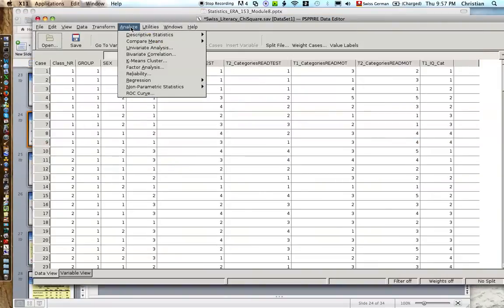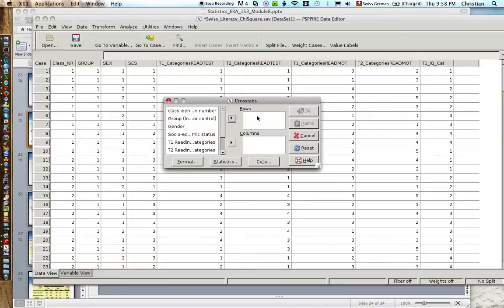And contrary to your intuition, probably, the chi-square for independence is not in the non-parametric tests for chi-squares, but you can find it under descriptives, under crosstabs. Because what we're doing is a cross tabulation of two variables. You can also do more, but we'll just do two: socioeconomic status, for example, in the rows, and then reading categories. So we want to see if reading achievement is dependent or independent from socioeconomic status.